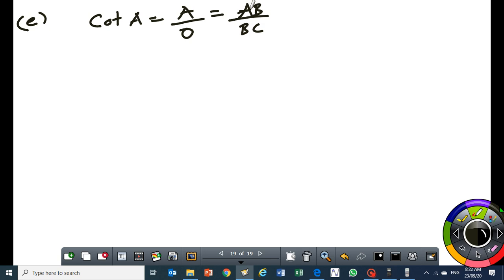Please, when you're working with reciprocals, make sure you're very, very careful, because it's very easy to make a mistake.